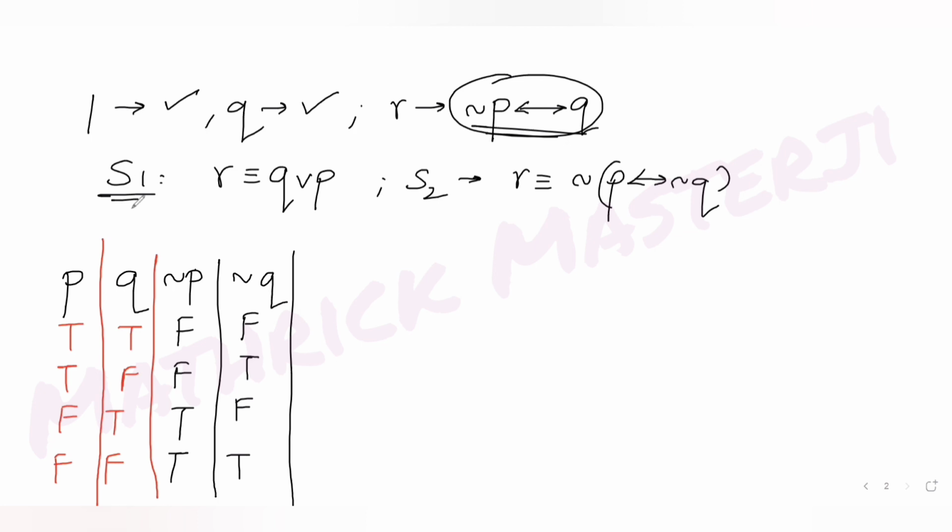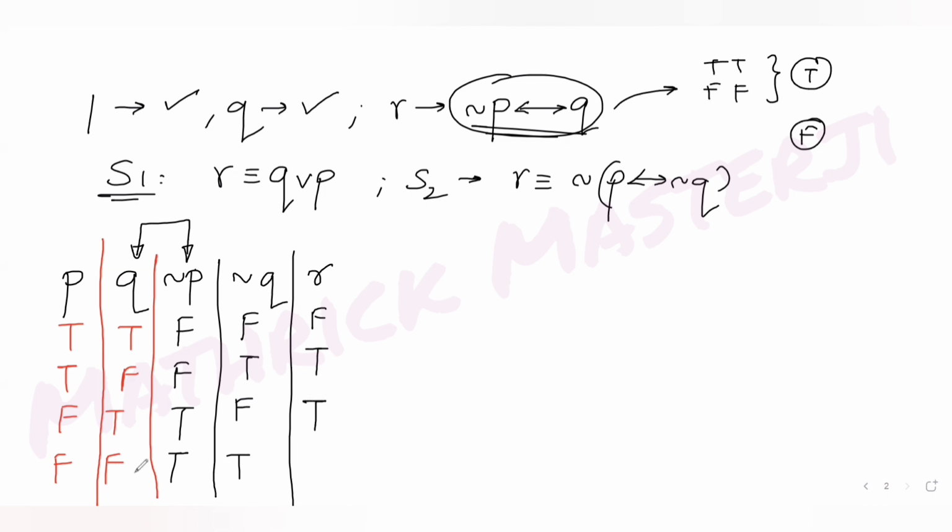So if I try to find the truth values for R, it is negation P double implied Q. For double implied, we know if both are true or both are false, then the answer is true, otherwise F. So let's see that. So negation P and Q, if I see this, when double implied, you get F and T, which is F. These both are F, so becomes T. These two are again T, so becomes T. And here you have T and F, so that is also F. So you have R also here with you.